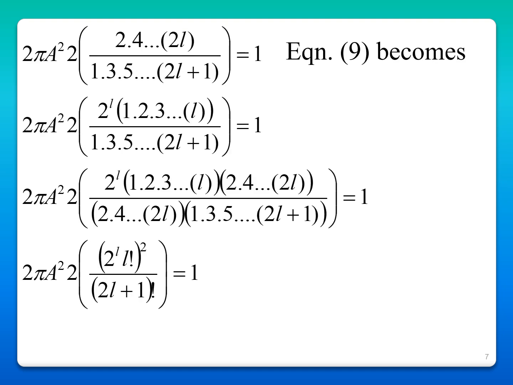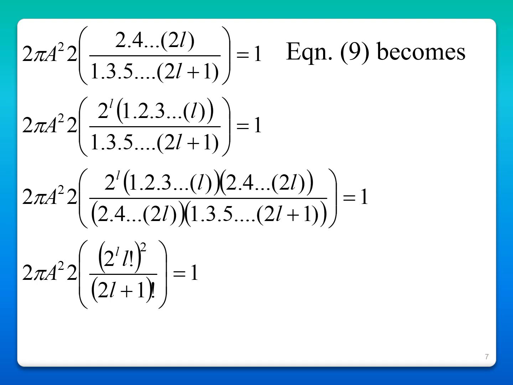And now you substitute this value in equation 9, then you can get it is 2π A squared into 2 into 4 into etc. up to 2L divided by 1, 3, 5 etc. up to 2L plus 1, that is equal to 1. Here, in the numerator, if you take 2 in all the cases, then you can get 2 power L, then other terms are 1, 2, 3 etc. up to L. And the denominator it is 1, 3, 5 etc. up to 2L plus 1.